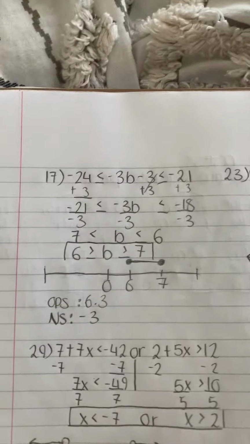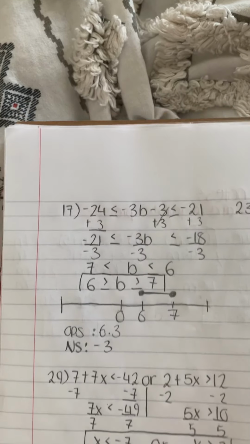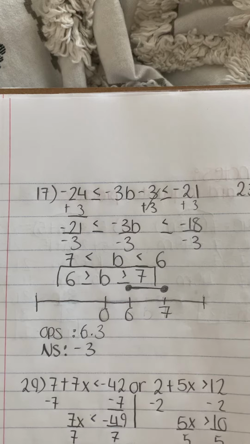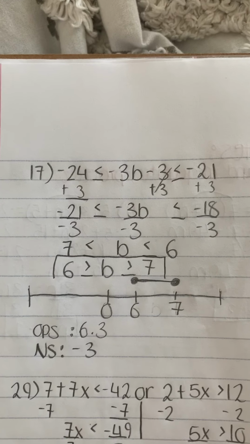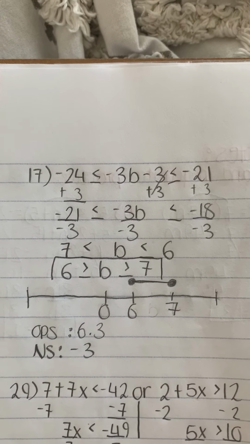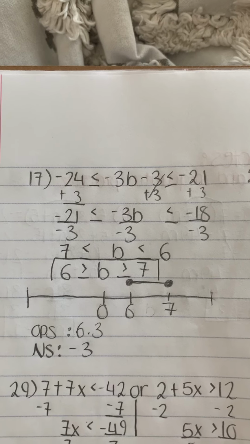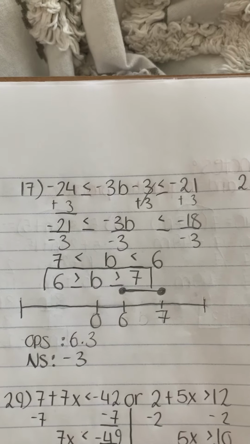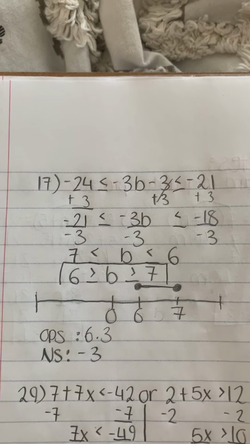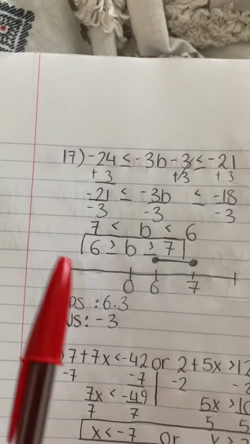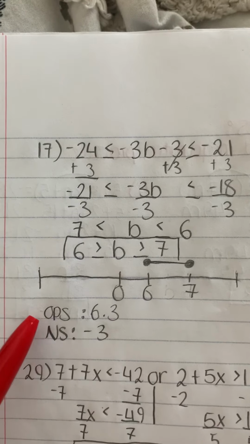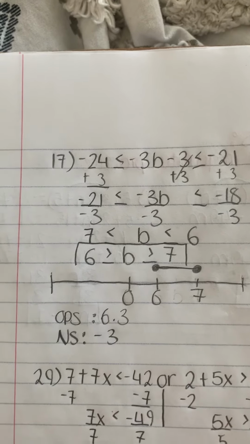And then on number 17, I think the first thing I did was add 3 to all the parts of the compound inequality. And then I divided by -3 to isolate the variable in the middle. I divided everything by -3 to get 7 is less than b, which is less than 6. And I flipped that around so that the smallest number was on the left and the greatest number was on the right. Here's my graph. An OPS could be 6.3 and an NS could be -3.